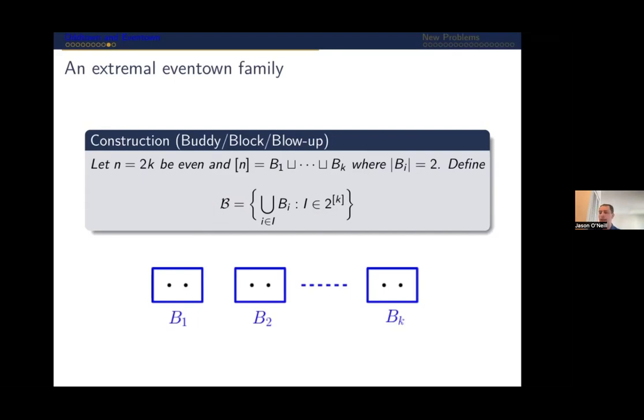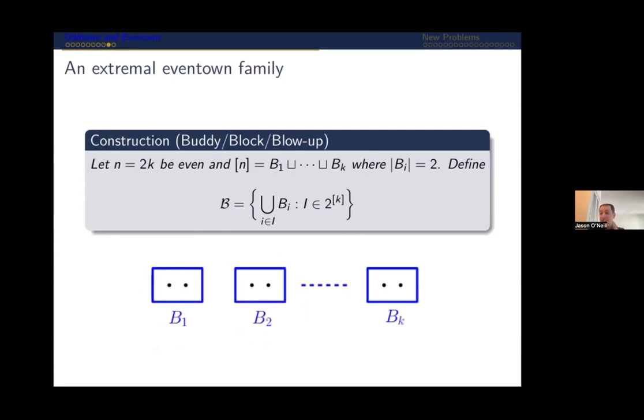So I need to check that each set has an even number of elements. So I look at all the sets in B, and each set is going to be a disjoint union of these sets of size 2. So each time I'm going to be adding up 2, and therefore I get an even number.